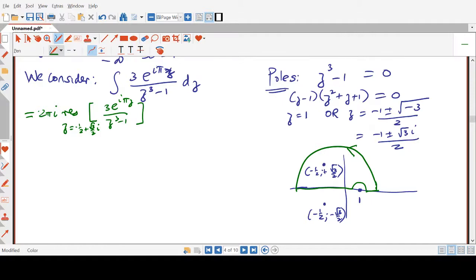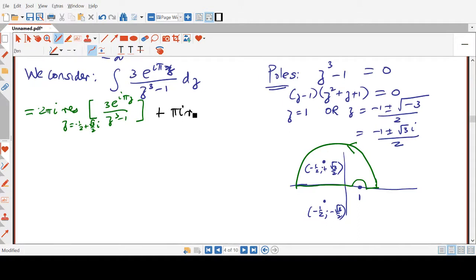Oh, it's a light. We use black. Plus pi i residue of 3e to the i pi z over z cubed minus 1, this time at z equals 1. Okay, so z equals 1 is a real root, so that guy takes a pi i. The other complex roots have 2 pi i, and we only deal with one of them. The other one lies outside the region. We only worry about the upper half of the plane. They appear in conjugate pairs. They are mirror images of each other.